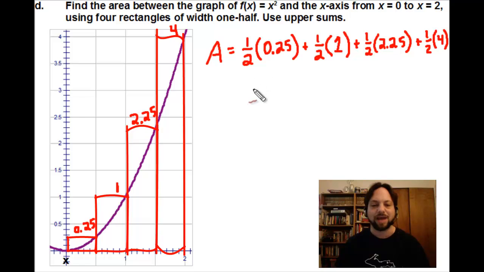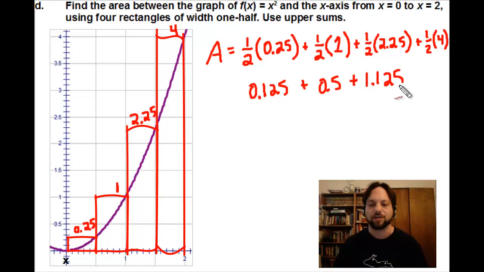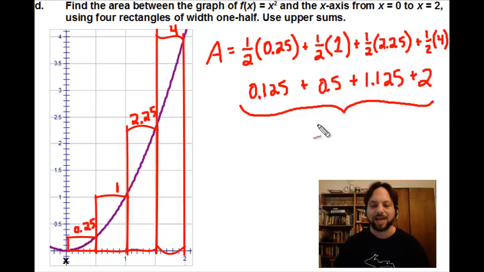But let's see. If we add all these up now, this first one will be 0.125. This next one will be 0.5. The third rectangle will be 1.125. And the last rectangle, as you see, has an area of 2. So again, if I add these up, I'm going to get an overestimate of the area under the curve, and that overestimate is 3.75.